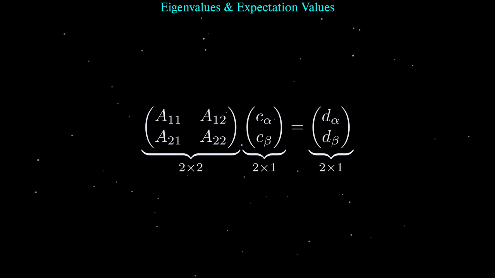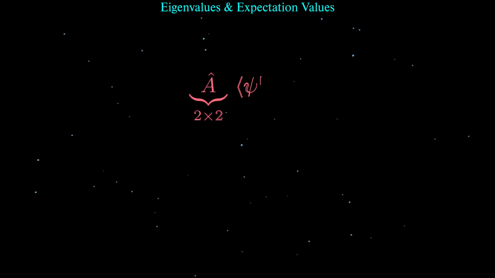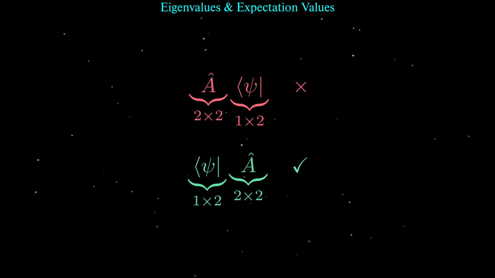An operator is a matrix, and a ket is a column vector. So we can multiply A times the ket of psi only because the inner indices match. The number of columns in the first matrix has to match the number of rows in the second matrix. But a bra is a row vector, so multiplying an operator on it would not have the right dimensions. Instead, the bra multiplies from the left. This ensures that the inner dimensions match.